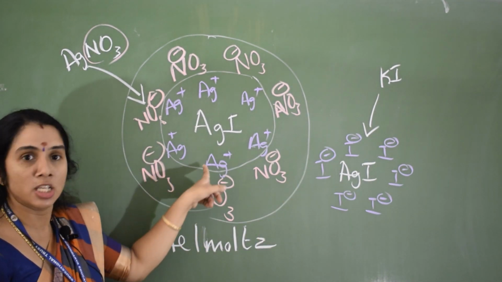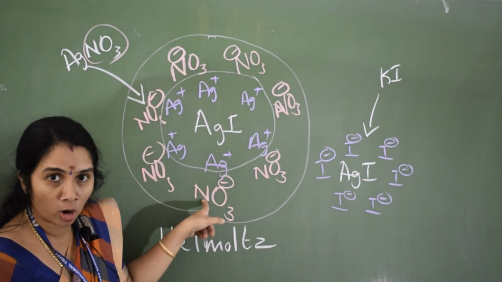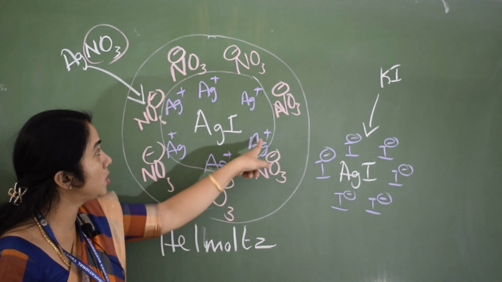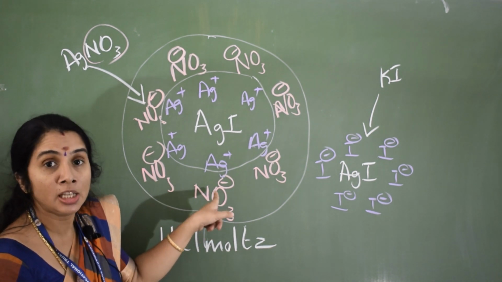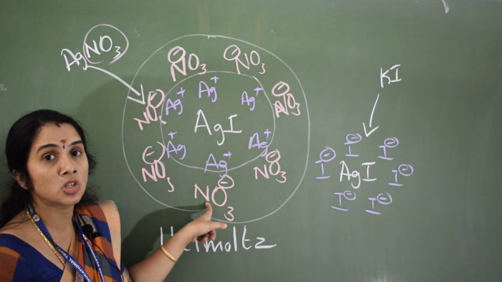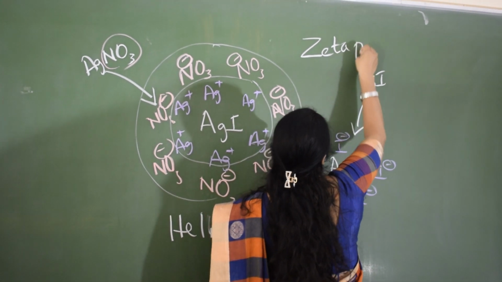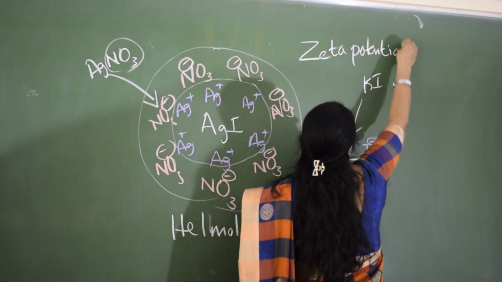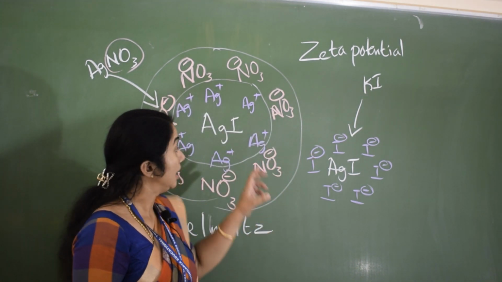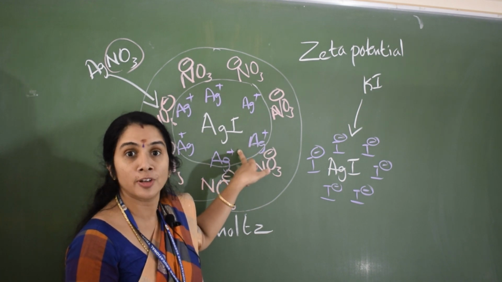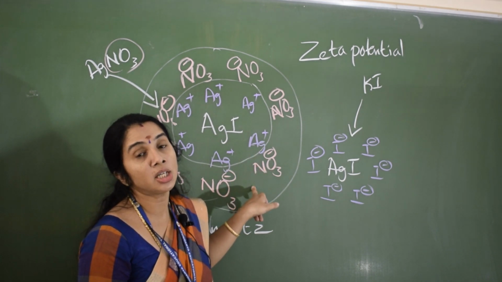Now once this double layer is formed, there will be a potential difference between the first layer and the second layer. That potential difference is known as zeta potential, or electrokinetic potential. So the potential difference between the adsorbed first layer and the attracted counter ion is known as zeta potential or electrokinetic potential.